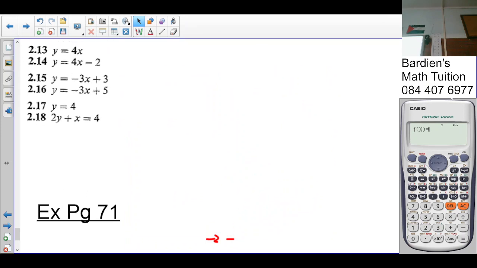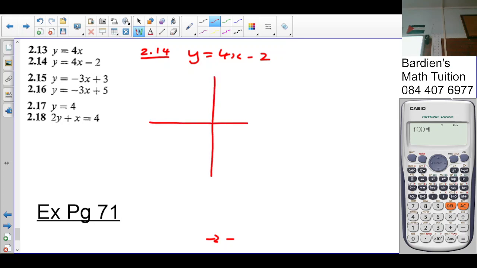Then I asked you 2.14. Is that correct? 2.14: y is equal to 4x minus 2. What's your y-intercept? What? No, we just did this one.